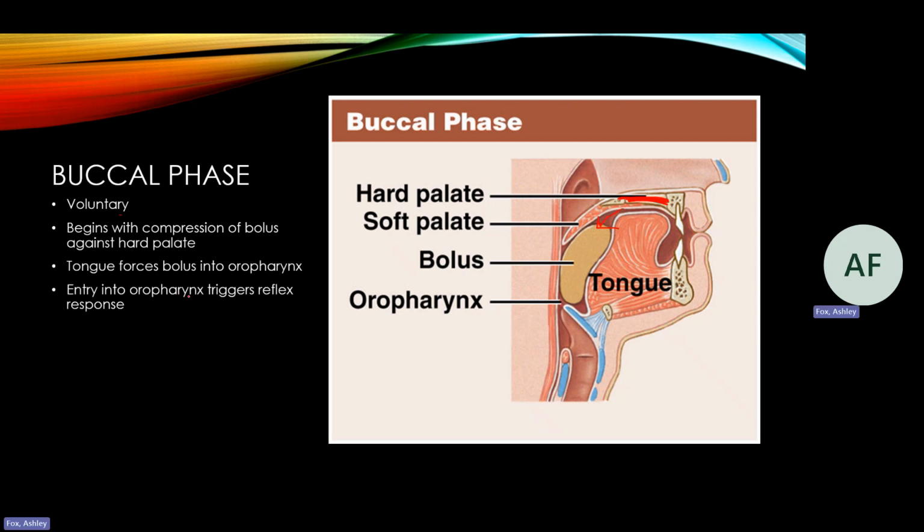Once the bolus is in the oropharynx, so you've gotten it to the back of the throat and you're ready to swallow it, then you're going to have the automatic reflex. So again, getting the bolus to the back of the throat, to the oropharynx, stimulates the involuntary phase, the next one.